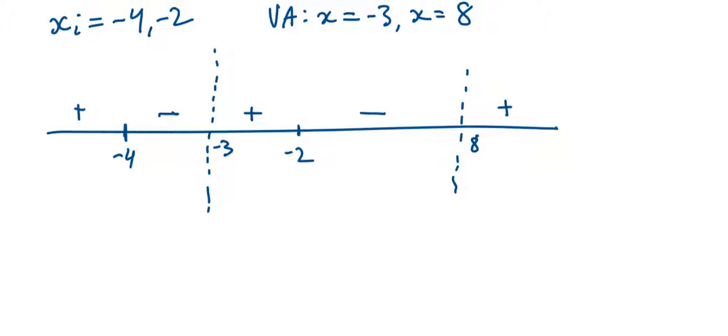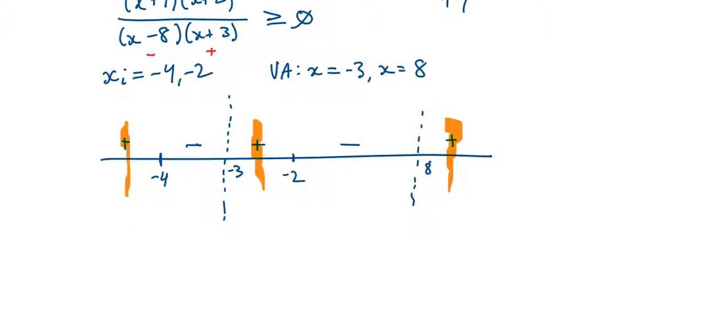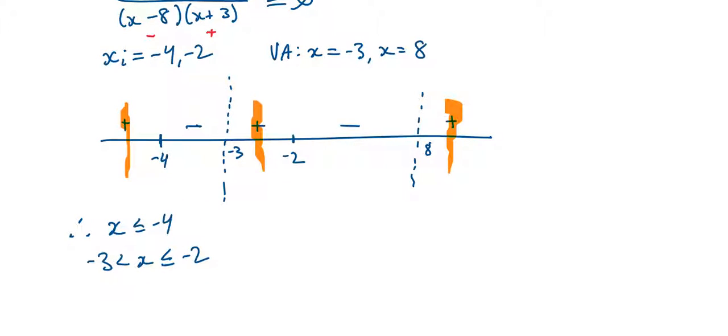Okay, so now let's read this answer. What are we looking for? We're looking for when it's greater than or equal to 0. So that's here, here, and here. We have 3 intervals, and watch for where it's equal to and where it's not. So negative 4 is an x-intercept. So x less than or equal to negative 4. This interval is between negative 3 and negative 2, not equal to the asymptote. It is equal to the intercept. And the last one, greater than 8, but not equal to because it's an asymptote.